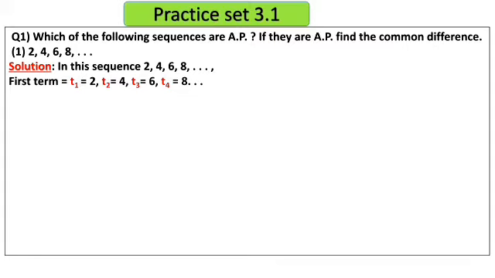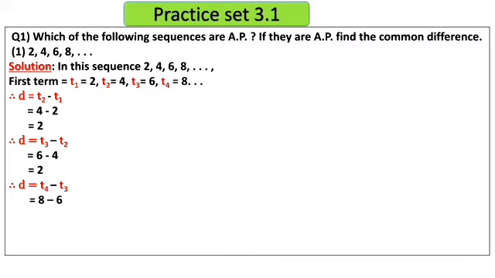So here we need to find the common difference. D equals what formula will we use? T2 minus T1. So T2 value is 4 minus 2, we get the answer 2. Now again we will find D, T3 minus T2. We'll substitute the values. T3 is 6, T2 is 4. 6 minus 4 we get 2. Now the last one, T4 minus T3. T4 value is 8 minus 6, we get 2.